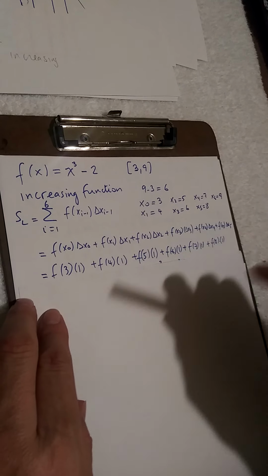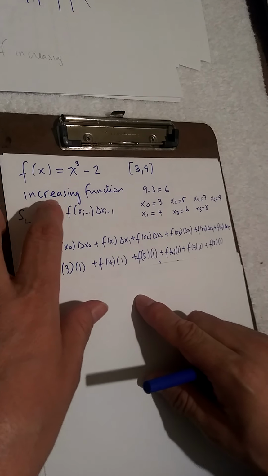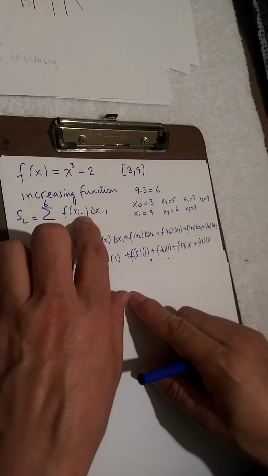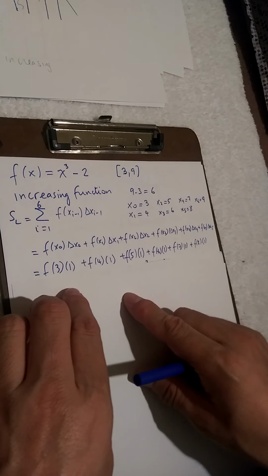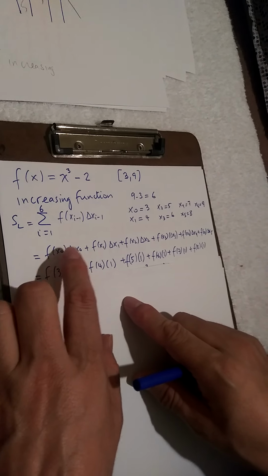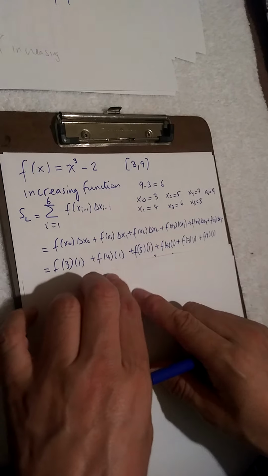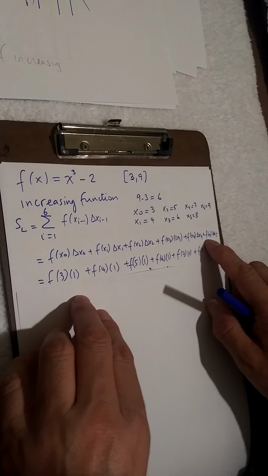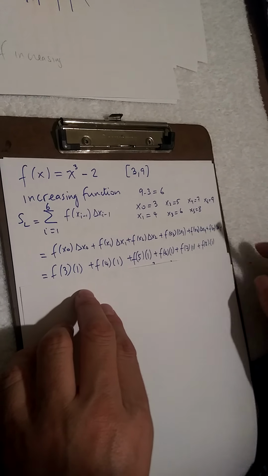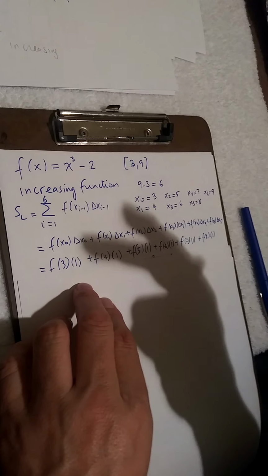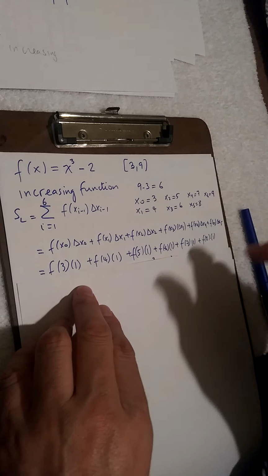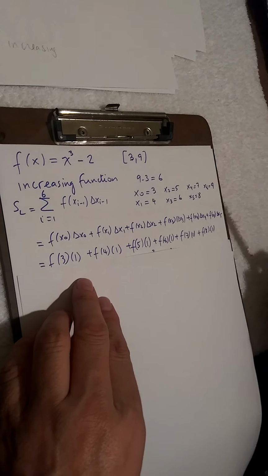So the lower sum is summation from i equals 1 to 6, but it's x i minus 1. So you start with x0. So it'll be f of x0 delta x0 plus f of x1 delta x1, etc. all the way to f of x5 delta x5. Why? Because 0, 1, 2, 3, 4, 5 will give you 6 numbers, 6 intervals.